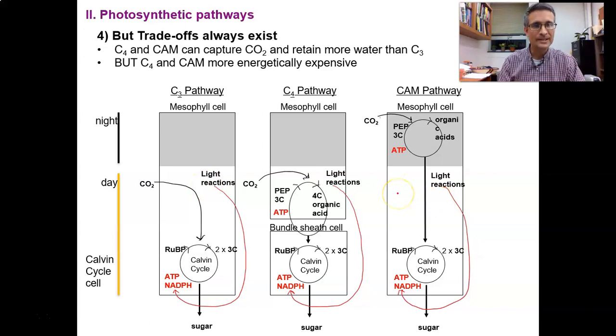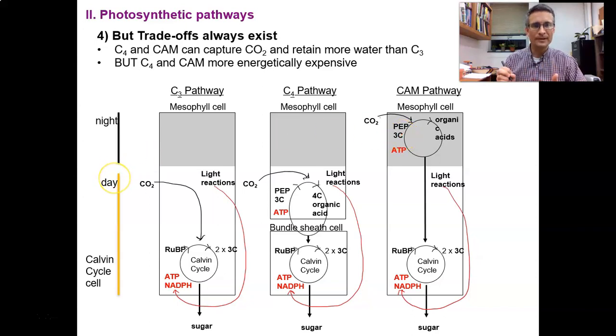CAM plants, again, have these same sorts of costs. Again, to run another cycle over here requires ATP, so that's energetically expensive. And of course, it's also expensive to produce these acids over here that hold the carbon dioxide, and to produce the enzymes that grab the carbon dioxide.